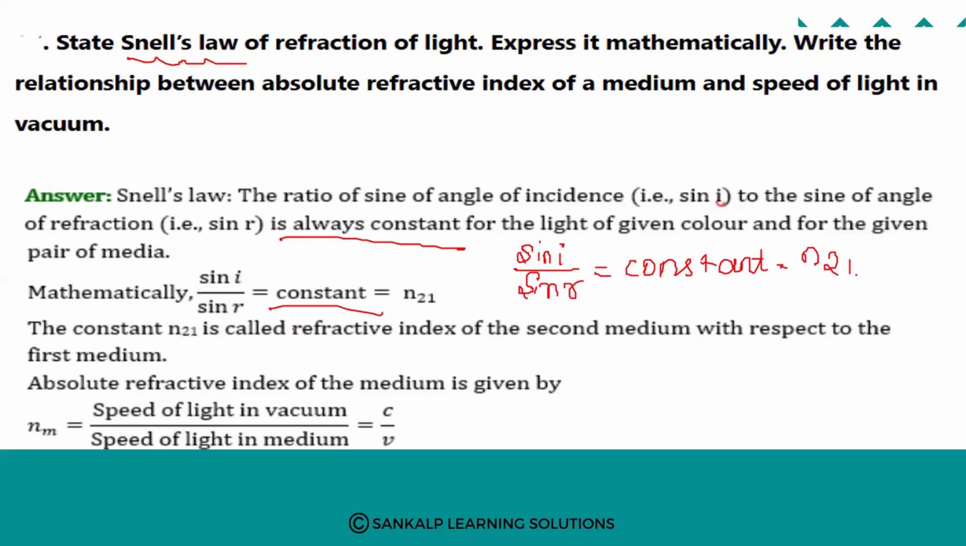The constant n21 is called the refractive index of the second medium with respect to the first medium. n21 means what? Second medium with respect to first medium. n12 means what? First medium with respect to second medium. Okay. Now, the absolute refractive index of the medium is given by n m, refractive index, is speed of light in vacuum divided by speed of light in medium, that is c divided by v. Speed of light in vacuum divided by speed of light in the medium, that is v. c divided by v. Remember, this is very, very important.